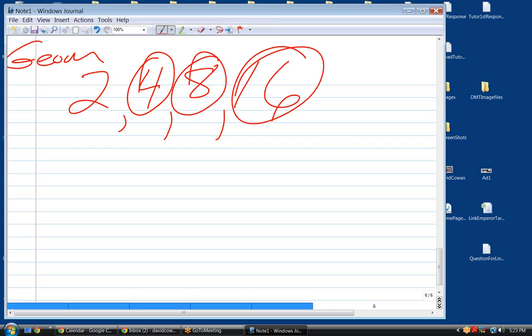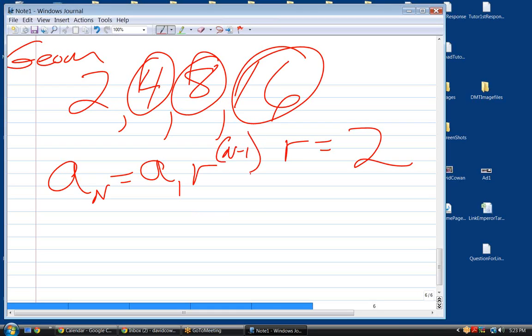So when you talk about geometric sequences, you're not talking about a common difference. You're talking about a common ratio. You have this thing called R. And R is like D, and you have a different nth term formula also. The formula that I showed you originally is just for arithmetic sequences. Geometric sequences has the form A sub n equals the first term times the common ratio to the n minus 1 power.